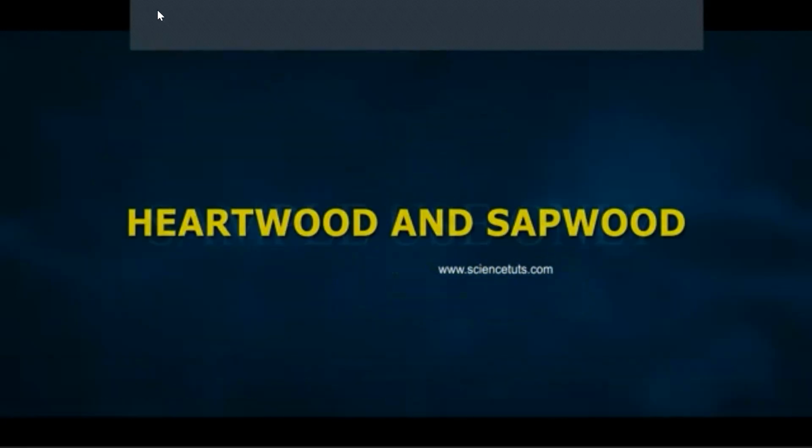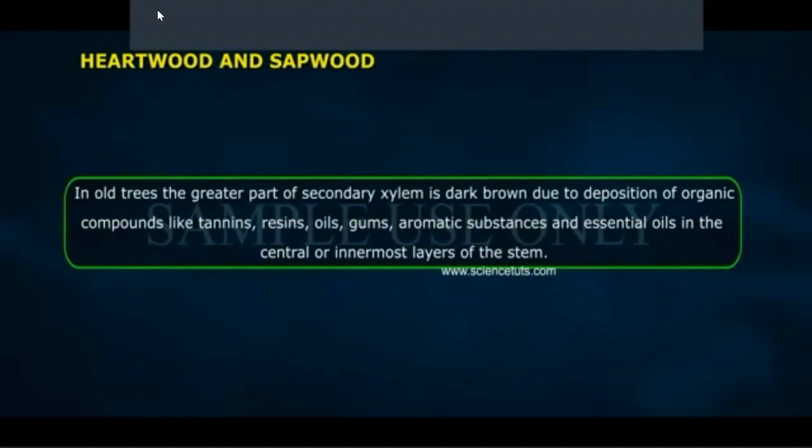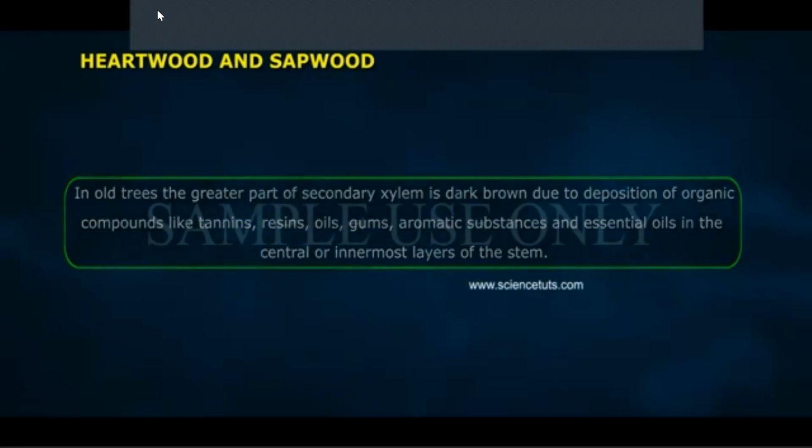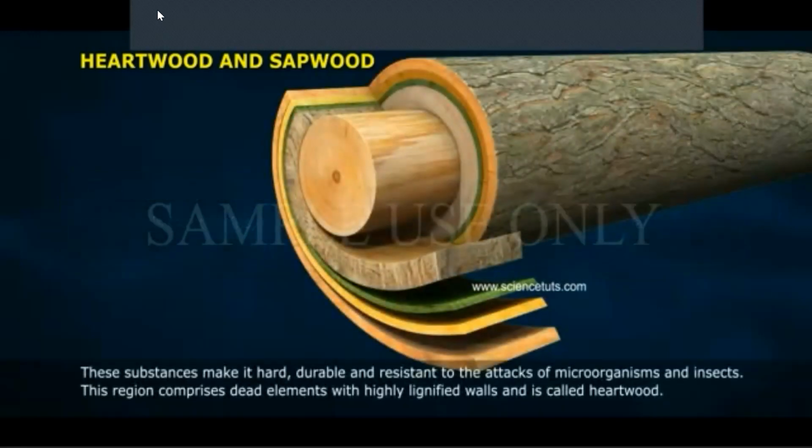Heartwood and sapwood. In old trees, the greater part of secondary xylem is dark brown due to deposition of organic compounds like tannins, resins, oils, gums, aromatic substances, and essential oils in the central or innermost layers of the stem. These substances make it hard, durable and resistant to the attacks of microorganisms and insects.